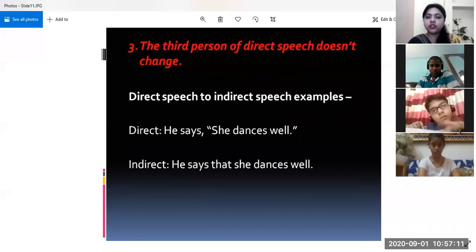Now we come to the third person. The third person of direct speech doesn't change. So here you can relax yourselves, because you don't have to learn or memorize how we change a third person. It remains as it is. He says, "She dances well." He says that she dances well. No change at all. No change in the pronoun.